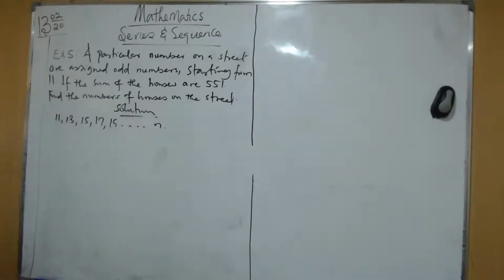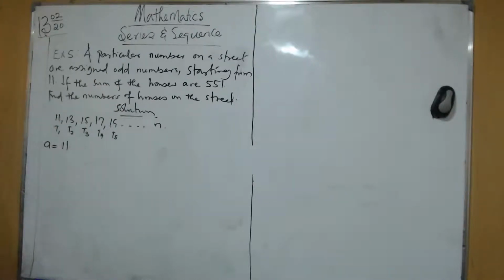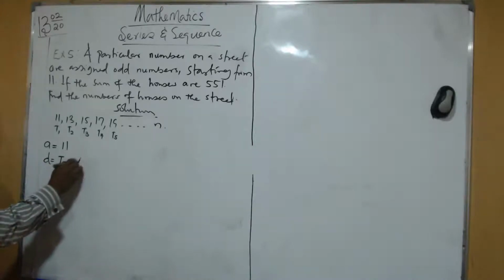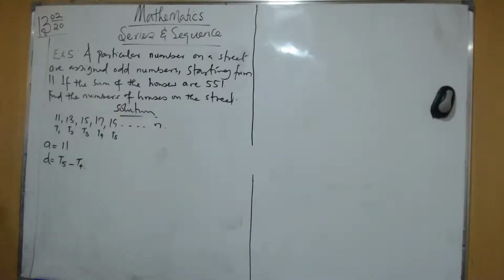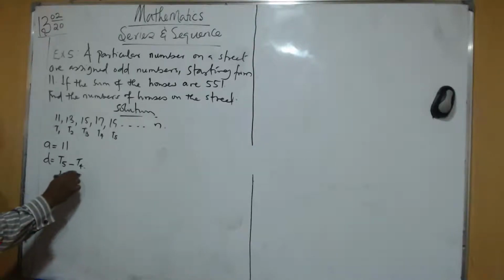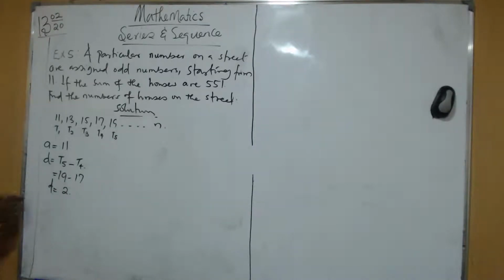So it continues. Having known that the numbers start from 11 and they are odd numbers, what comes to mind? The first term of the sequence is 11. Like we said, to get our common difference, we take the fifth term minus the fourth term. The fifth term is 19. The fourth term is 17. So our common difference there is 2.